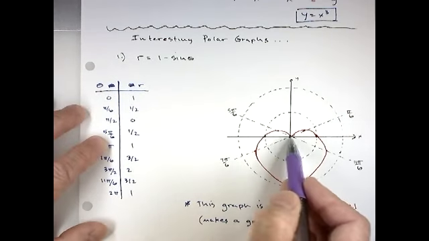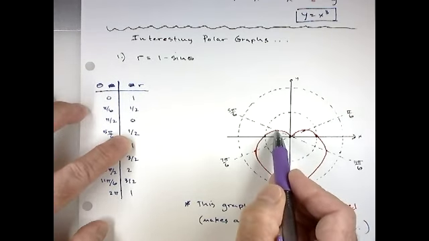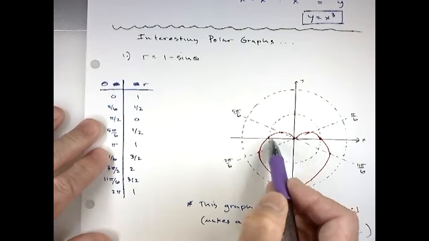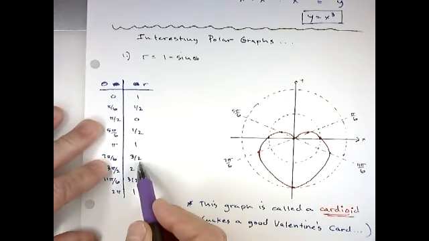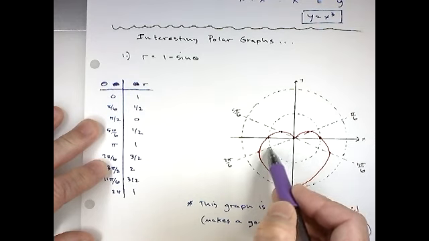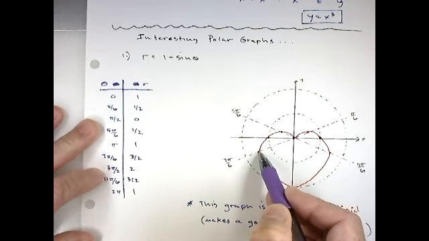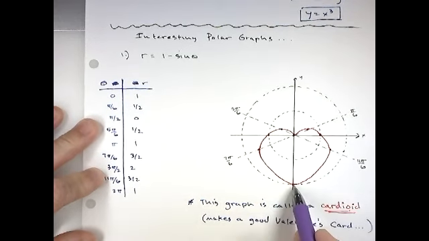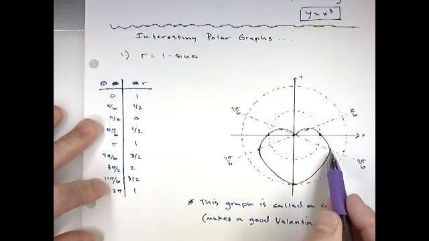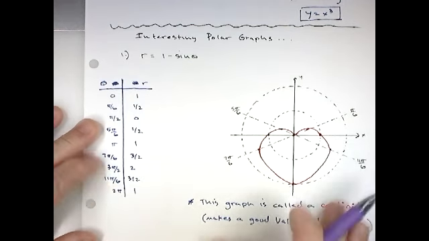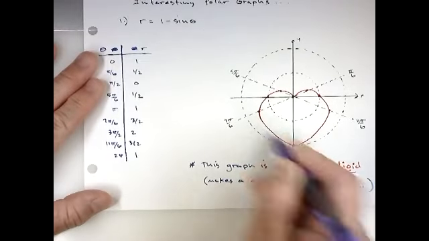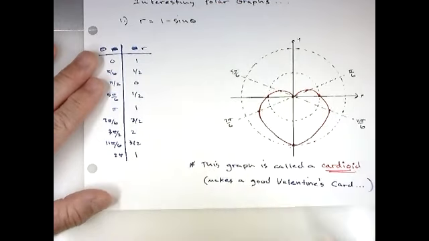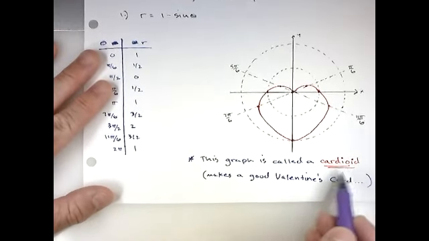5 pi over 6 is here, your r value is 1/2, so you go out 1/2. At pi, which is over here, you go out 1 unit. 7 pi over 6, I get 3/2, so you're going to go 1 radius plus another half of a radius. 3 pi over 2 is 2 full units, and then back to 1. And if you interpolate and kind of imagine some other points in between there, you do get a heart-shaped graph, which is referred to as a cardioid.